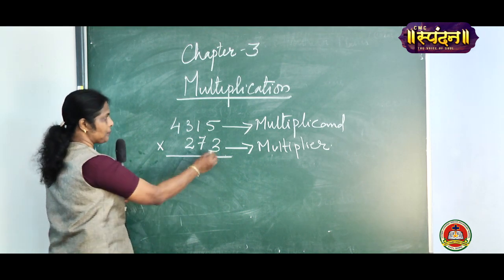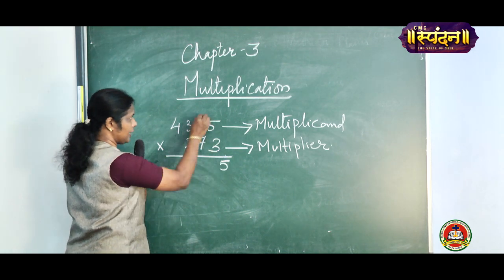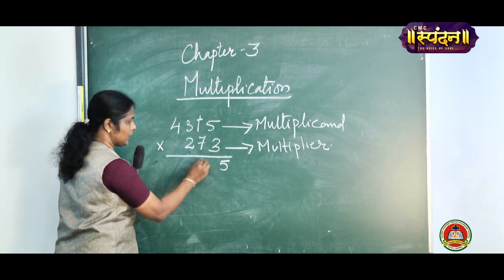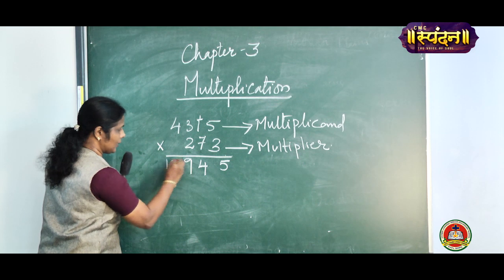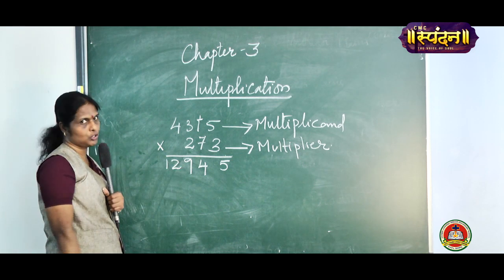So let's see. 5 3s are 15, 5 carry over 1, 3 1s are 3, 3 plus 1 is 4, 3 3s are 9, 3 4s are 12. The first step is over.